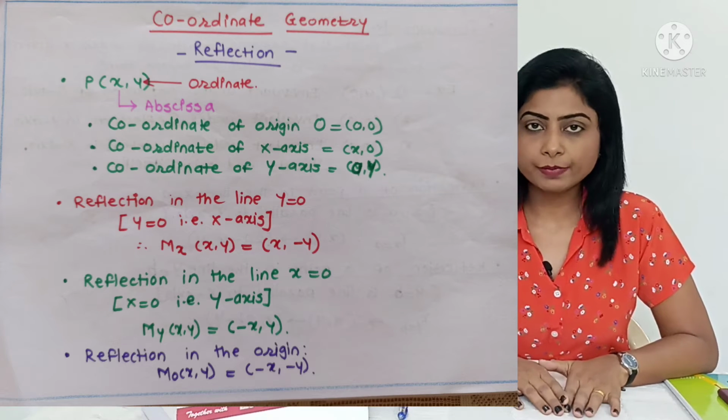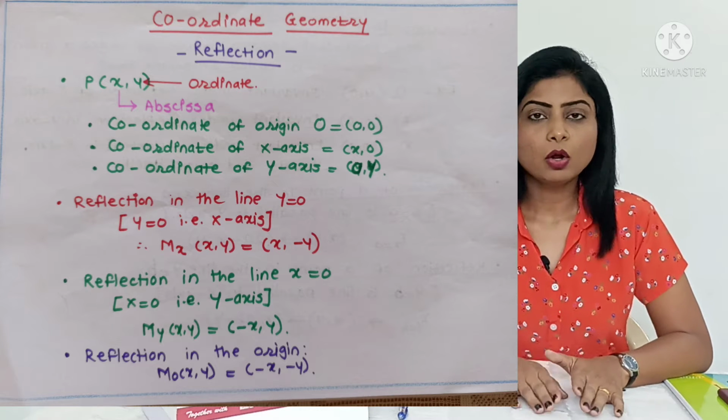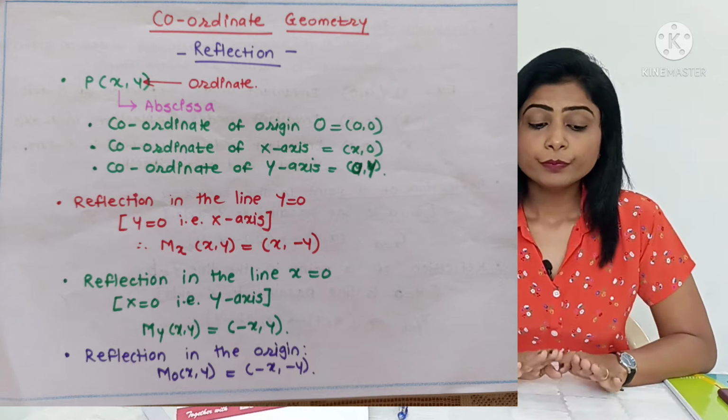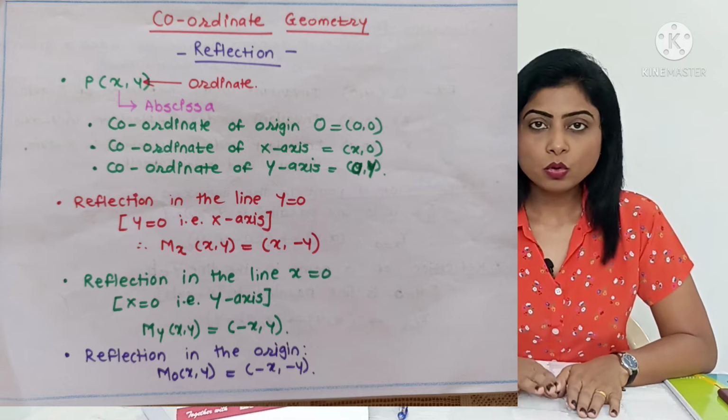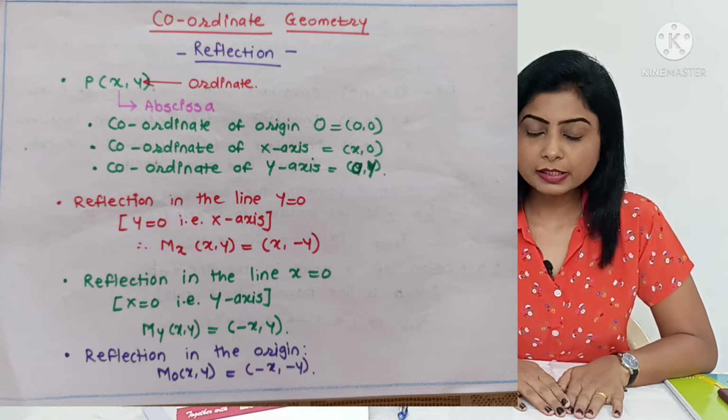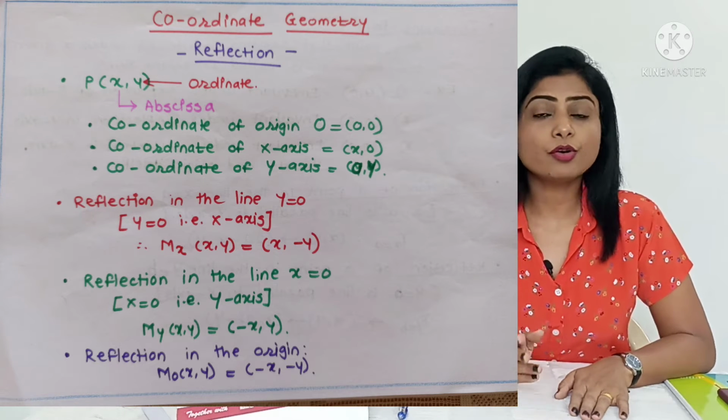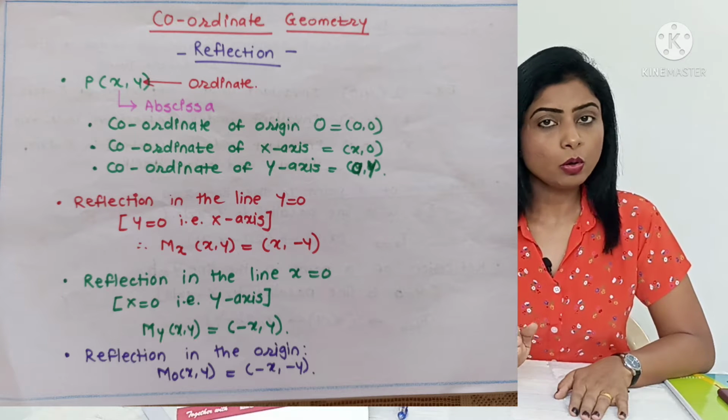So let us start with coordinate geometry. In coordinate geometry, there are reflection, equation of line, and again section formula and midpoint formula. Okay, so now first of all you need to know what is a point and how it is denoted. Point is P(x, y), where x stands for abscissa and y stands for ordinate. Now let us see, coordinates of origin are O(0, 0), coordinates of x axis will be (x, 0), coordinates of y axis will be (0, y).